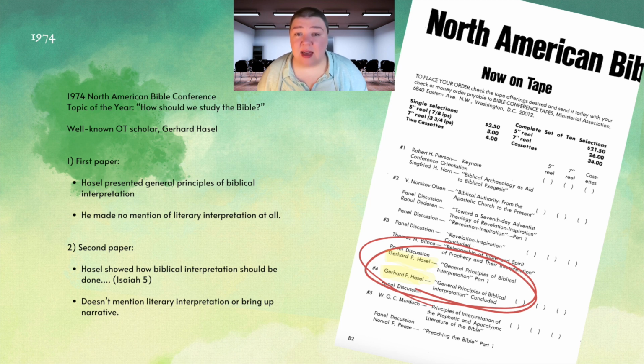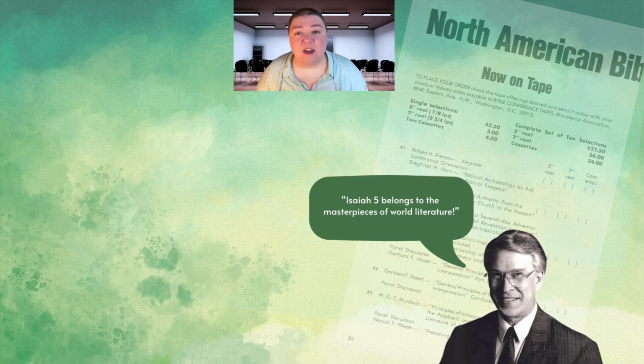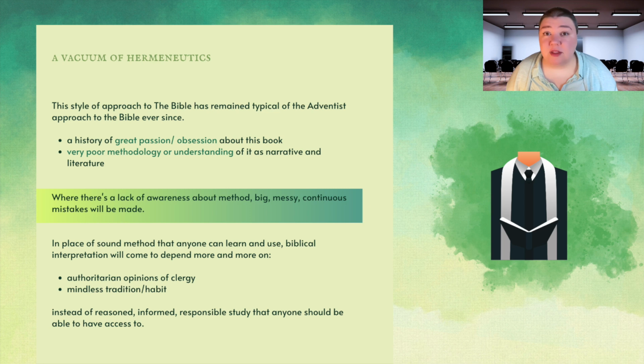He points out a chiasm in one verse, and then that's it. He concludes that Isaiah 5 belongs to the masterpieces of world literature. I don't disagree with him, but he provided nothing on which to base this conclusion. And this style of approaching the Bible has remained typical of the Adventist approach to the Bible ever since. And not just in the Adventist organization either, the Adventist understanding is typical of most Christian understanding.